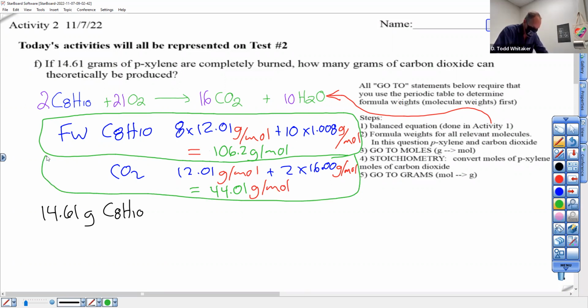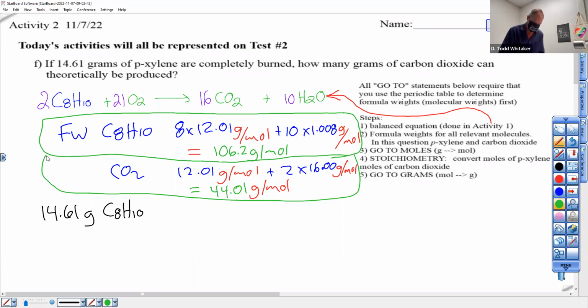Okay. So the question here is, if 14.61 grams, that's not moles. You are reading the question, you're not ready to use the coefficients, right? Reading the question, you know you can't use the coefficients because it doesn't say moles. Coefficients are only good for what? Moles of substance A to moles of substance B on the balanced equation. We do want to do that, but we can't yet because we don't have moles.